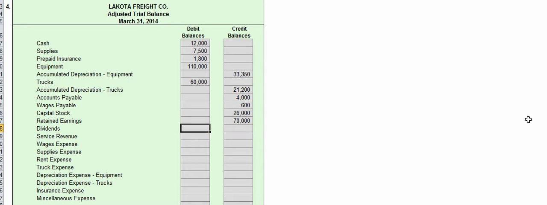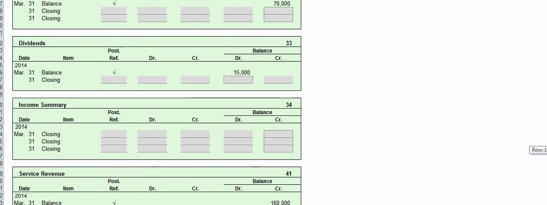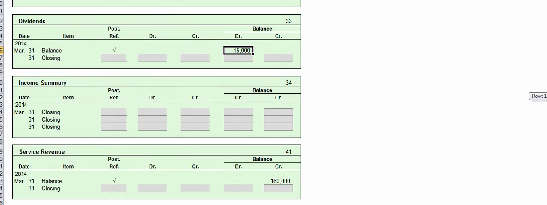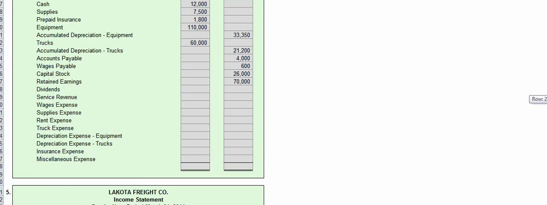All right, our dividends account. And we'll pick up service revenue while we're there as well. Dividends should have a debit balance, service revenue, a credit balance. Dividends, a debit balance for $15,000. Income summary has no balance, so we don't have to pick it up. Service revenue, a credit balance for $160,000. So dividends was a debit balance for $15,000. Service revenue, a credit balance for $160,000.